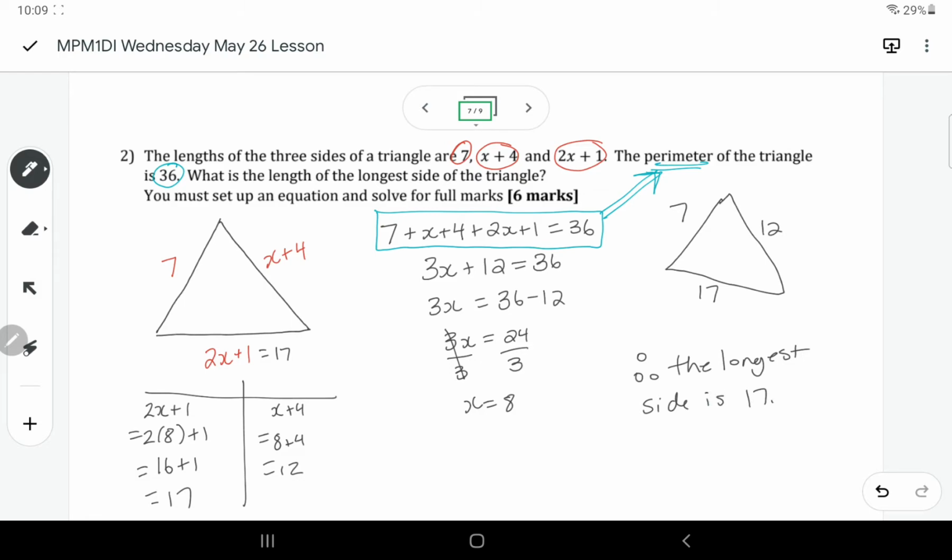And it doesn't specify centimeters, but we always could kind of check that. If it did, we would want to make sure we did units. We can also do a check up here because now we know the sides. Is this true? 7 plus 12 plus 17, yes, that's equal to 36. So the perimeter of my triangle is in fact 36. That connects back.